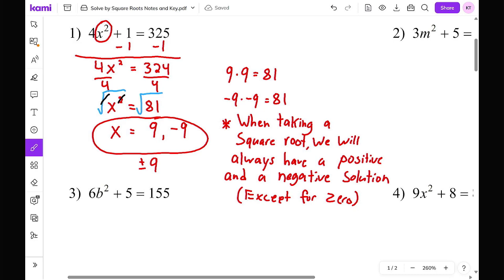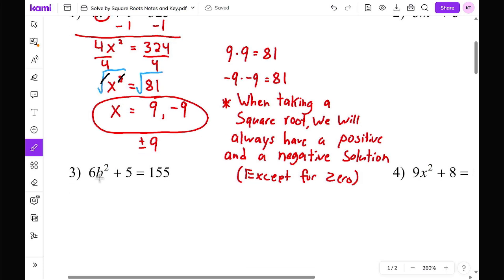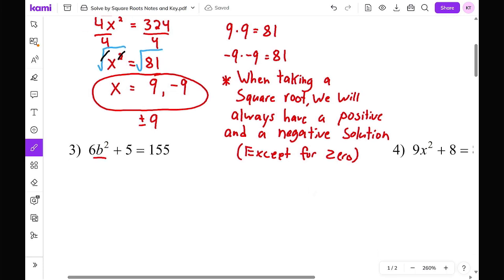All right, so I'm going to do the same thing now on number 3. My goal this time is going to be to get b squared by itself. So to get b squared by itself, I'm going to want to subtract 5 from both sides first. So that will give me 6b squared is equal to 150. And then I'm going to divide both sides by 6. So then b squared is going to equal 25.